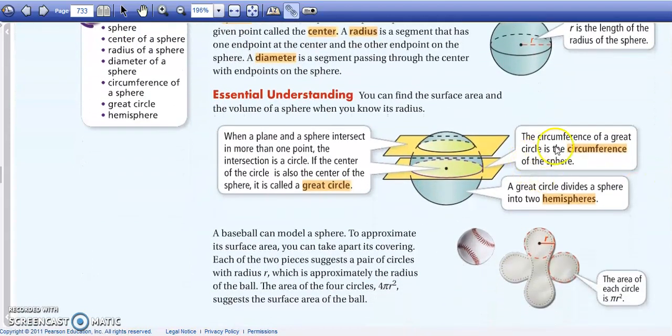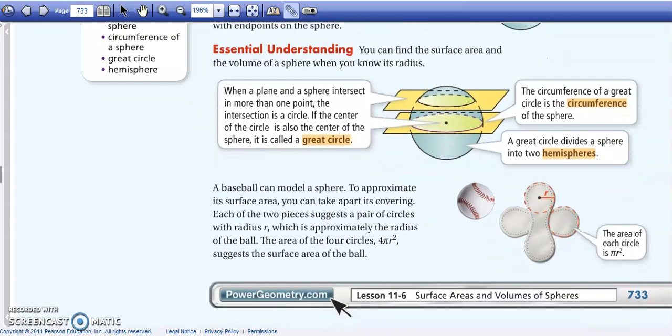Now, the circumference is the greatest circle of the sphere. That means this is not the circumference of the sphere. This is a circumference, but the great circle is the greatest one. It's like the equator on the Earth, right? It divides the sphere in half. Those parts are hemispheres, so north and south, if you prefer.